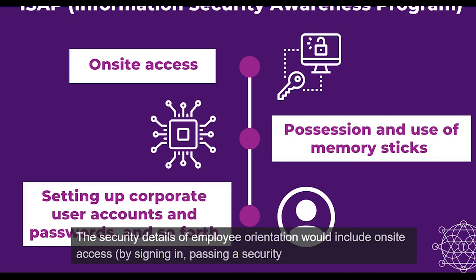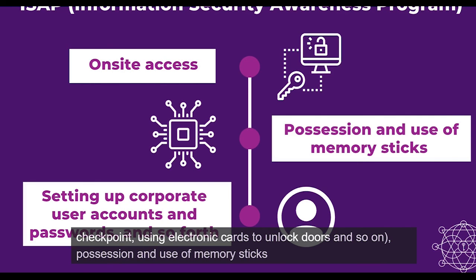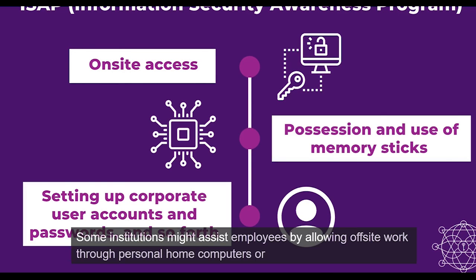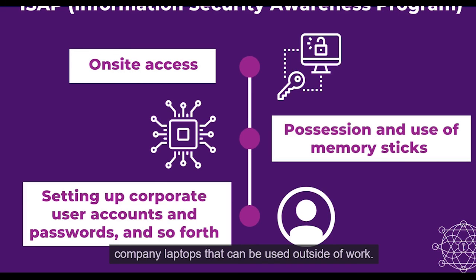The security details of employee orientation would include on-site access by signing in, passing a security checkpoint, using electronic cards to unlock doors, and so on. Possession and use of memory sticks, which some firms might disallow, setting up corporate user accounts and passwords, and so forth. Some institutions might assist employees by allowing off-site work through personal home computers or company laptops that can be used outside of work.